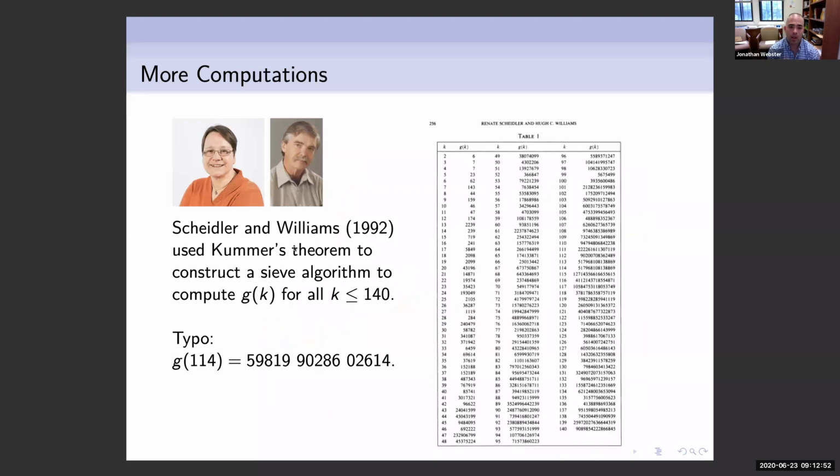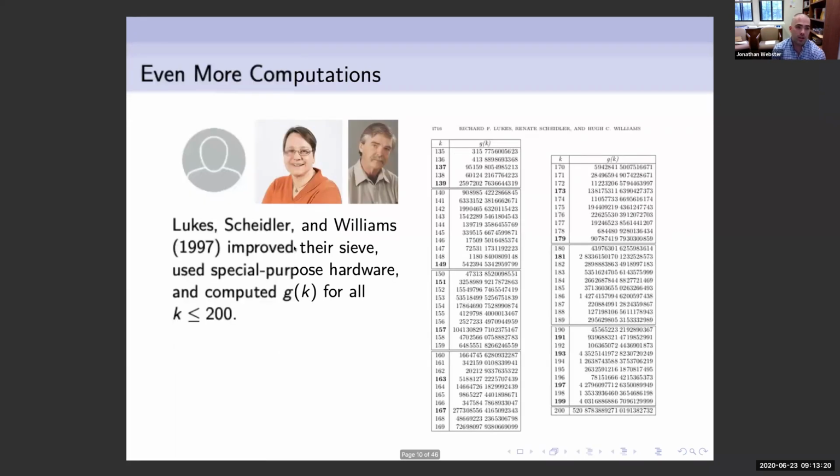The next major computation was due to Scheidler and Williams in 1992. They used a sieve algorithm with congruences coming from Kummer's theorem, and they computed g of k for up to k equals 140. You can see this table. There's a minor typo there, but if you look at the numbers carefully, you'll see the previous work is verified, and they got some more. They had access to customized special purpose sieving hardware, and they revisited the problem a few years later, and were able to compute k less than or equal to 200.